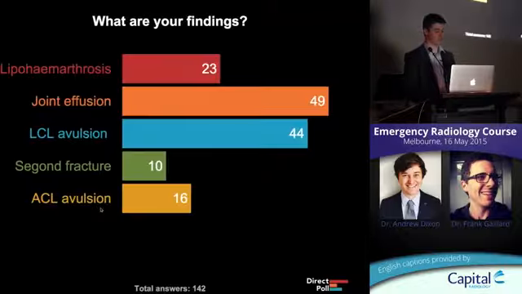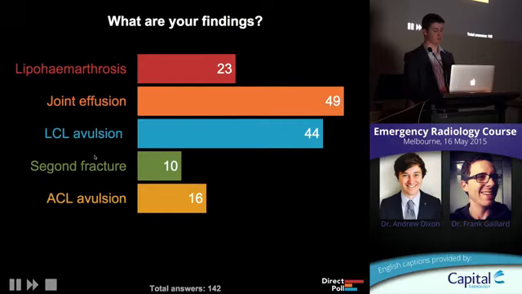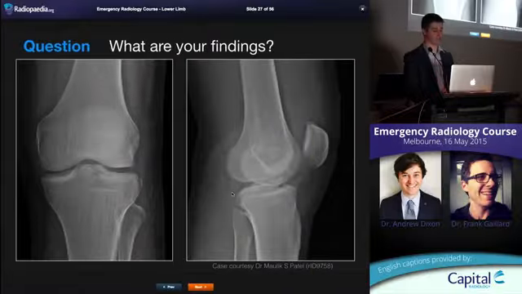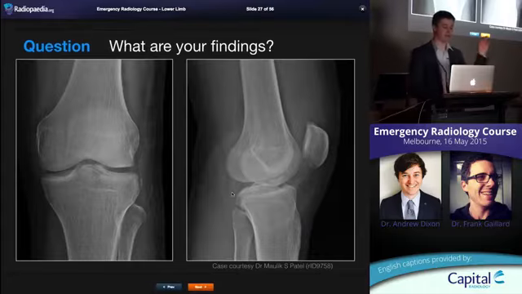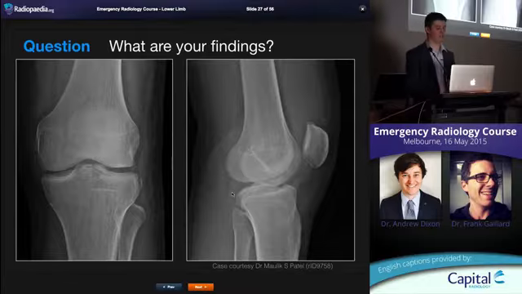Was there any other options that we had? That was it. Okay, so the answer is joint effusion, Segond fracture, and ACL avulsion. So this patient did go on and had an MRI and had a complete rupture of their anterior cruciate ligament.